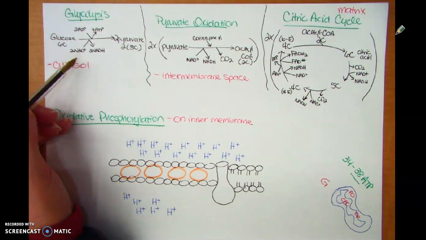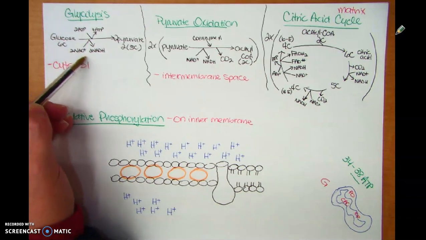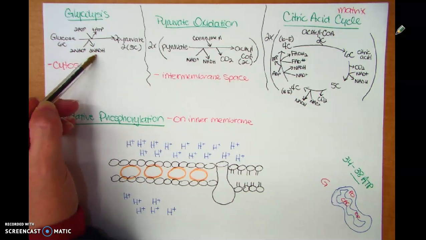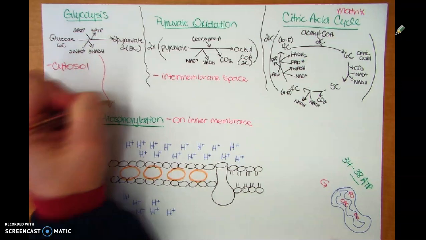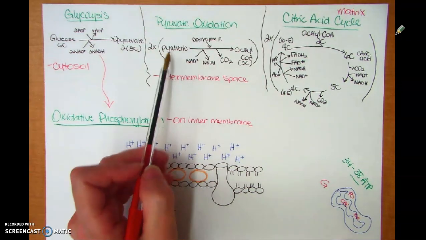And that energy and those electrons go to NAD+ to reduce it to NADH. It's being reduced because it's gaining electrons. Okay, then that is going to go down to oxidative phosphorylation.